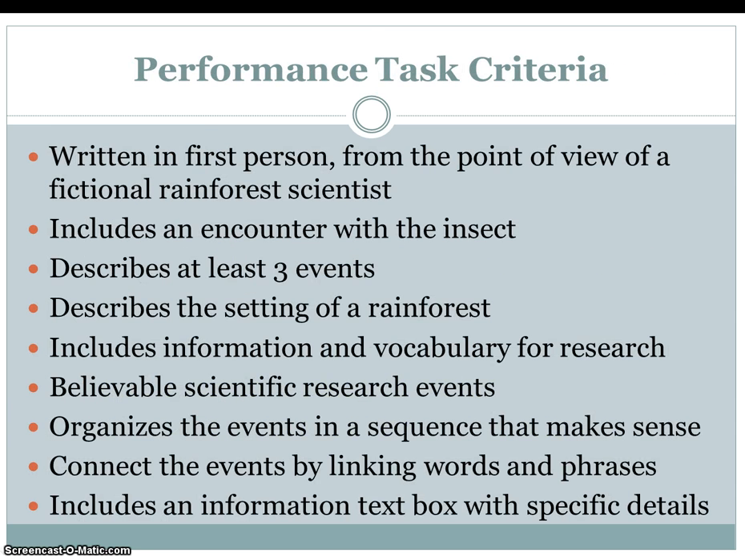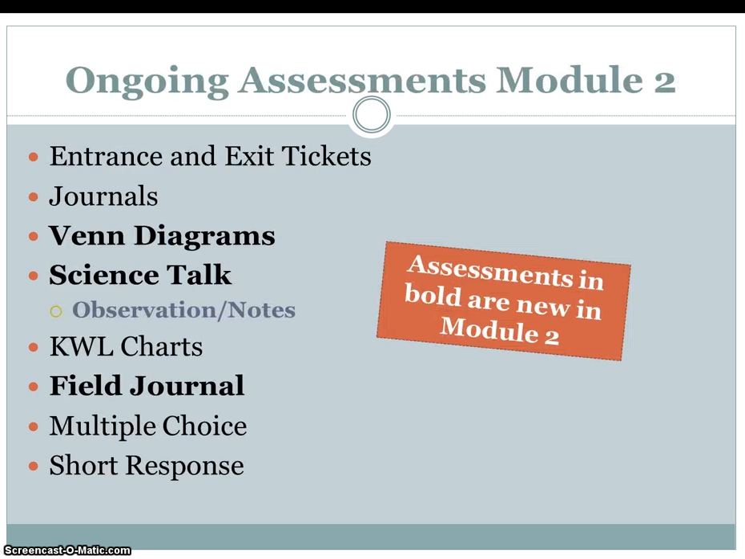The criteria include that it needs to be written in first person, include an encounter with the insect describing at least 3 events, have the setting of a rainforest, include information and vocabulary from research, and be believable scientific research events. Students organize the events in a sequence that makes sense, connect the events by linking words and phrases, and include an informational text box with specific details.